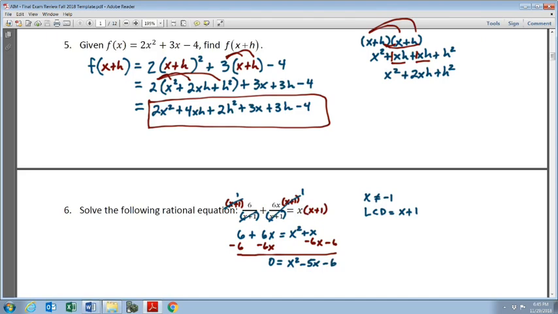And so this is something we should be able to factor using the AC method. And I'll just go ahead and factor it. And you should get x minus 6 times x plus 1. So x is going to be 6 and negative 1. And notice we said x can't be negative 1, so we have to throw that answer out. You can verify that 6 does work, and that is our only solution here. So I'm going to go ahead and stop here at this point and then pick up in the next video.